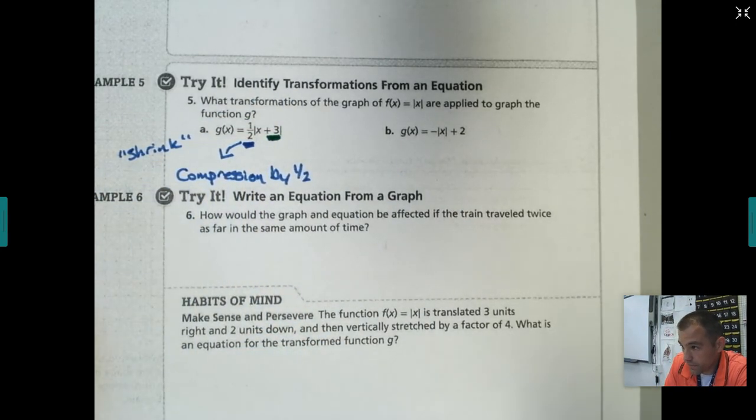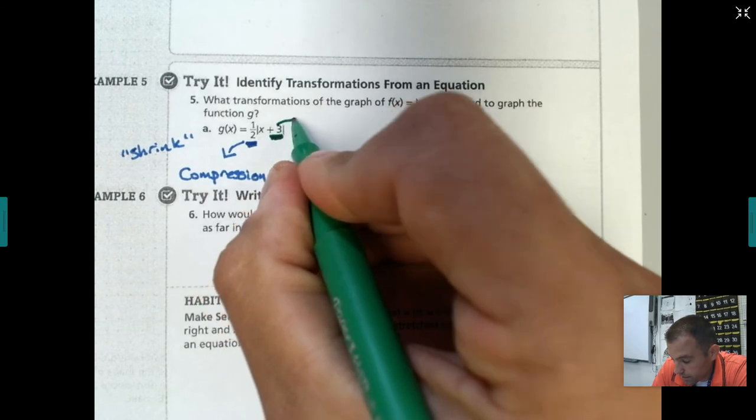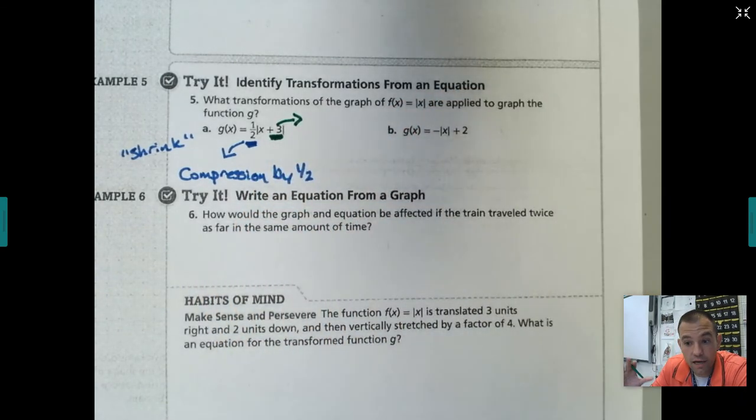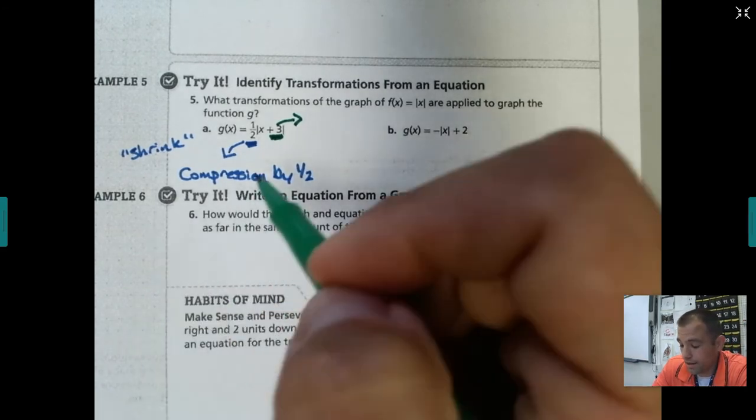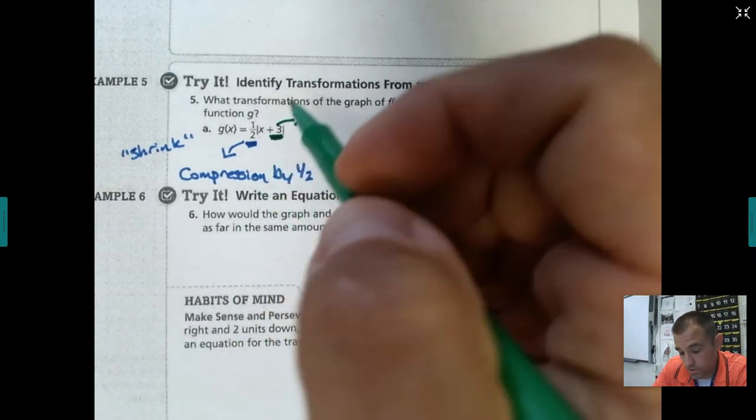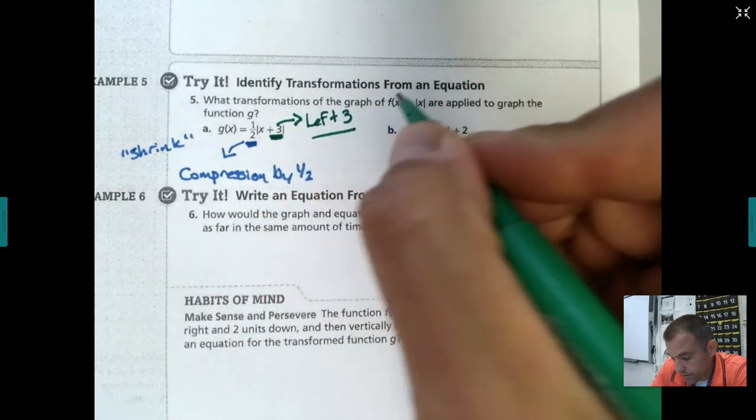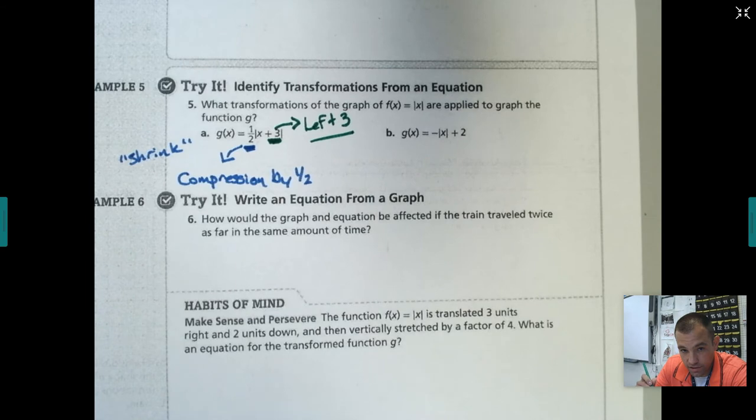This +3 is on the inside of the graph. And remember, inside means left or right. But since it's on the inside, I have to do the opposite. So +3 actually means go left 3. We always do the opposite when it's on the inside. Okay? So I had a compression by 1/2, and I had a left 3 movement.